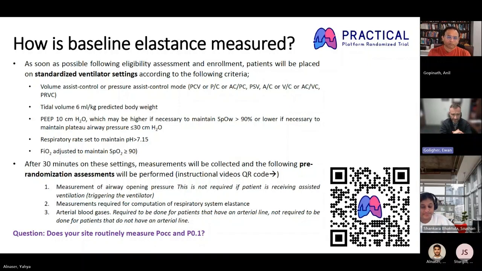perform the pre-randomization assessments. And there are essentially 3 pre-randomization assessments. First, a measurement of airway opening pressure. Second, the measurements required for assessing elastance. And then thirdly, if the patient has an arterial line in place, we'll check arterial blood gases as well, so that we have a baseline PF ratio.